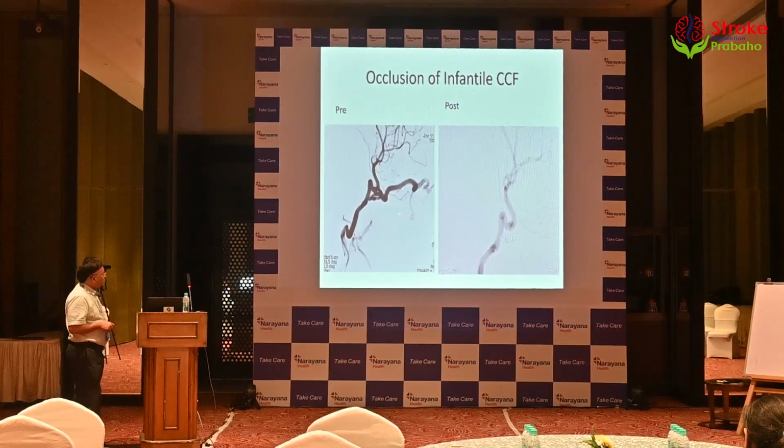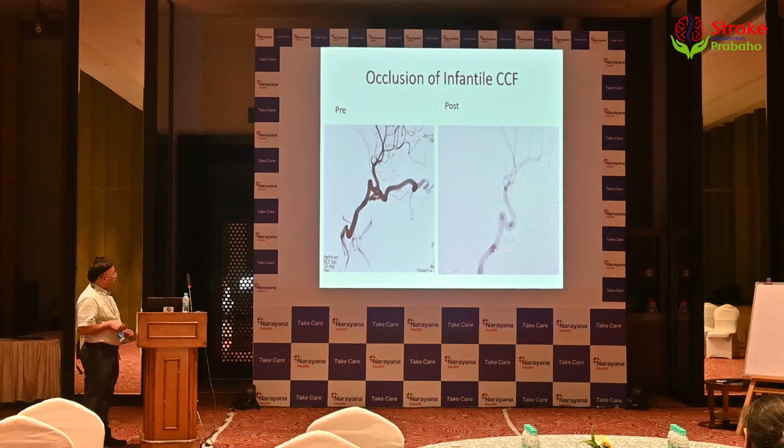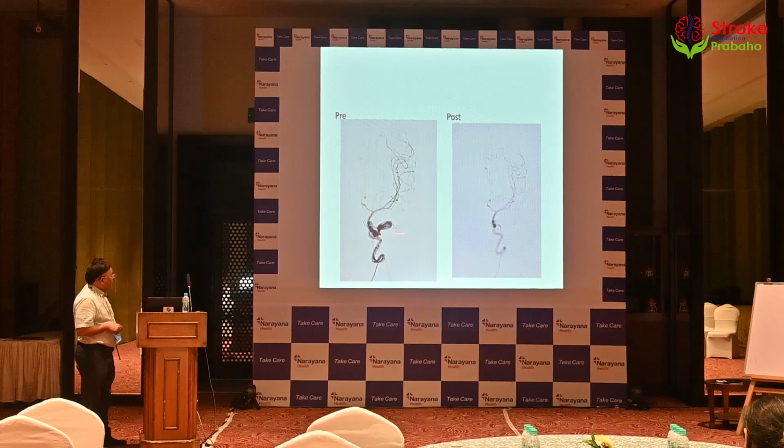So these are the pre-images and the post-images. This is the coil mass here. And now the fistula has completely disappeared, and we can see the ophthalmic artery now. Previously, the ophthalmic artery was not visualized. Now we can see the ophthalmic artery here. These are the pre-images and post-images. So the fistula is no more filling here.